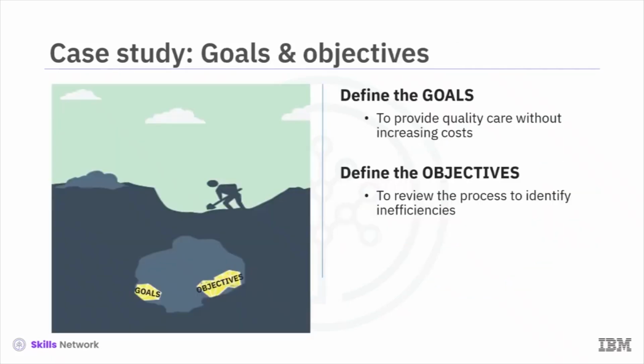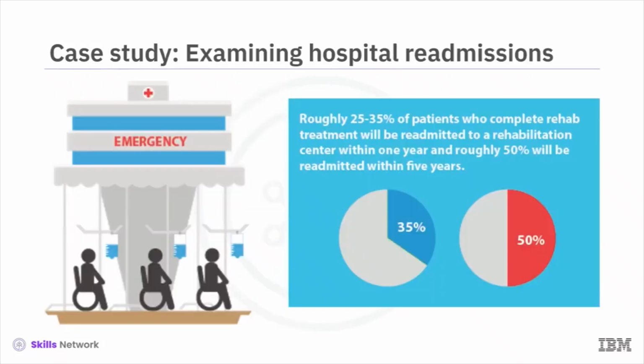Before even starting to collect data, the goals and objectives needed to be defined. After spending time to determine the goals and objectives, the team prioritized patient readmissions as an effective area for review. With the goals and objectives in mind, it was found that approximately 30% of individuals who finish rehab treatment would be readmitted to a rehab center within 1 year, and that 50% would be readmitted within 5 years.